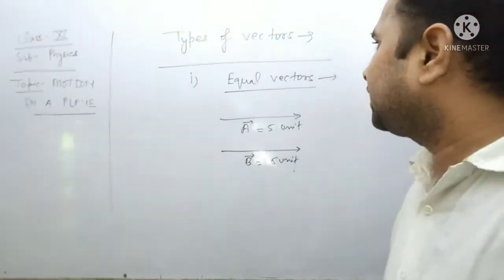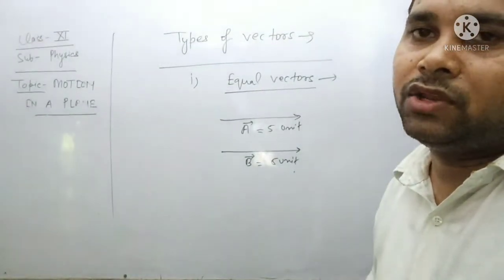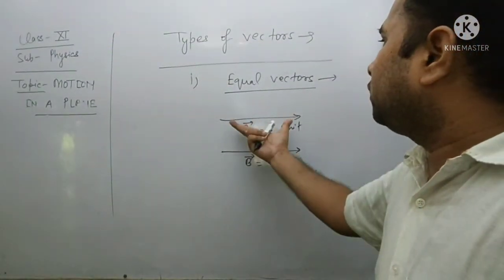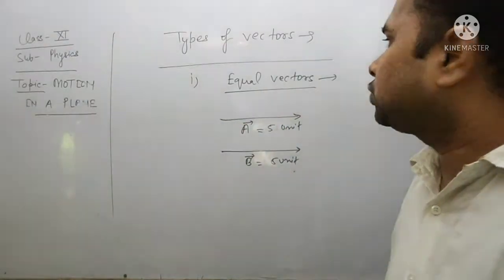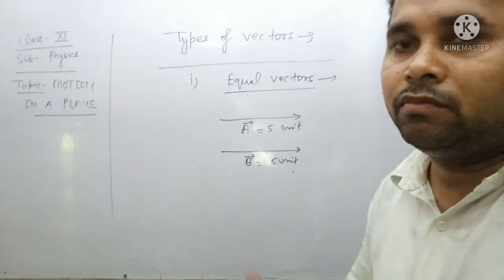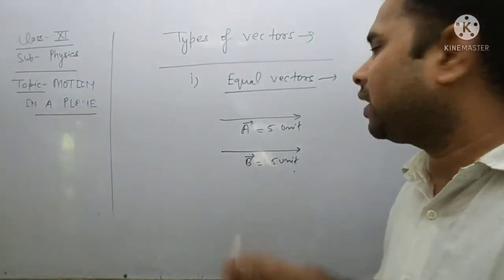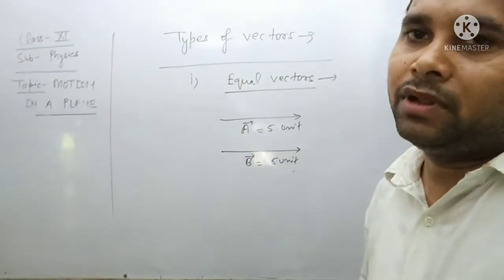Two vectors are said to be equal when both have the same direction and the same magnitude. The length of this arrow line shows their magnitude. A longer line means more magnitude. A shorter line means less magnitude.